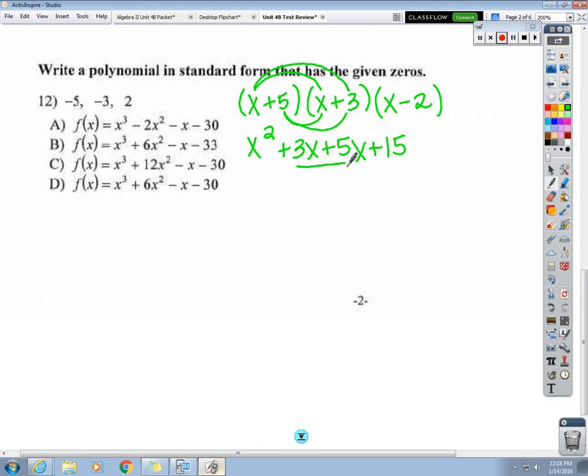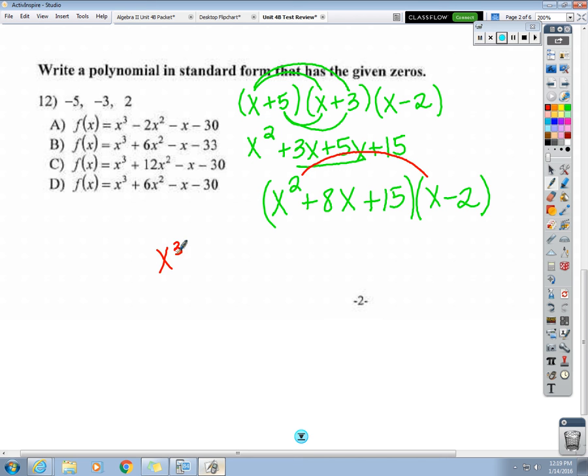Right. Combine the like terms, so what do I get? Right. So now I'm finished foiling those 2 binomials, and I end up with this trinomial that I can distribute by the remaining binomial. So what do I distribute first? So x squared times x is x cubed, x squared times negative 2 is negative 2x squared. Okay, so now look, I've distributed the x squared times the entire binomial, so I'm done with it. Now I move on to the 8x and distribute it.